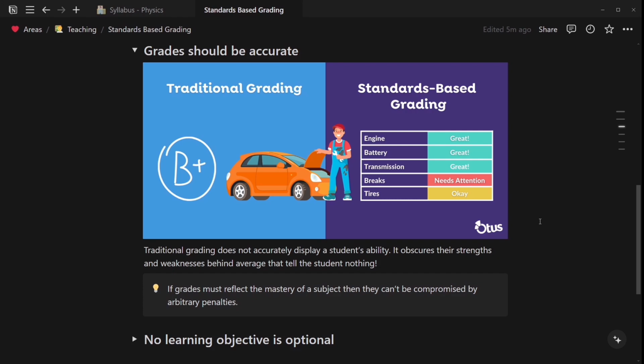But if you're in a car and the brakes need attention, in other words, the brakes are not working as they should, that is urgent. You would not pass that car with a B+. You would say that needs to be fixed right away. This is the idea behind standards-based grading.